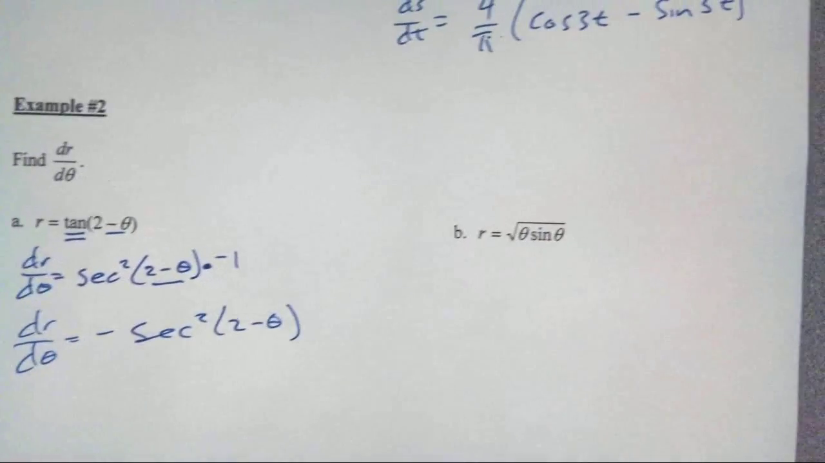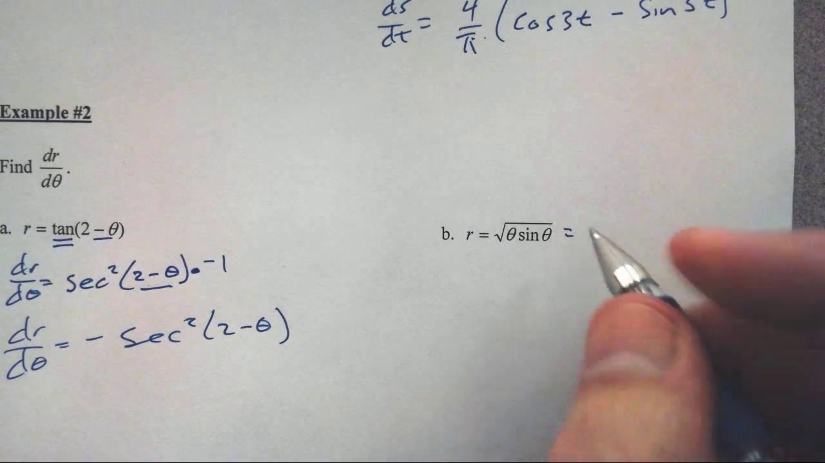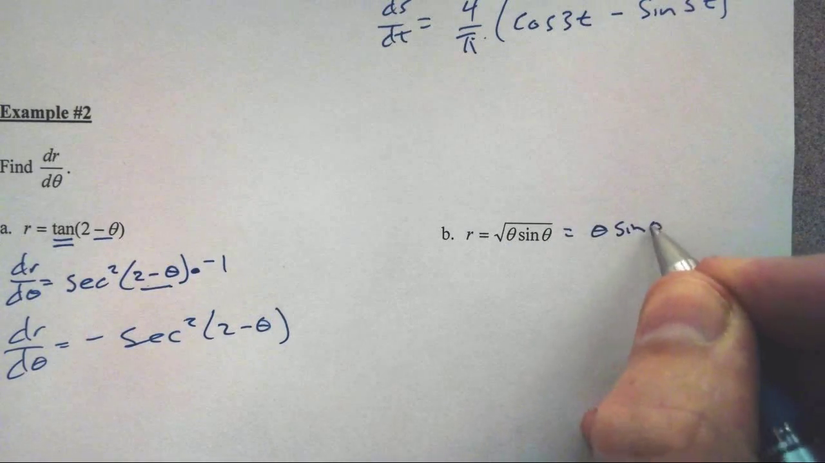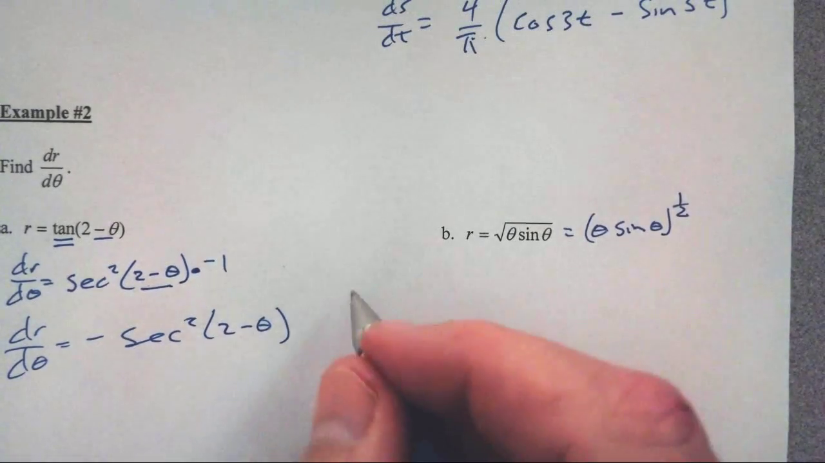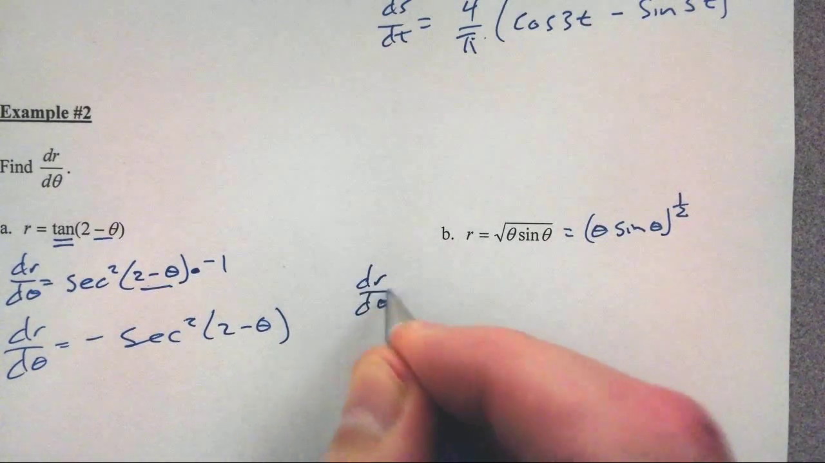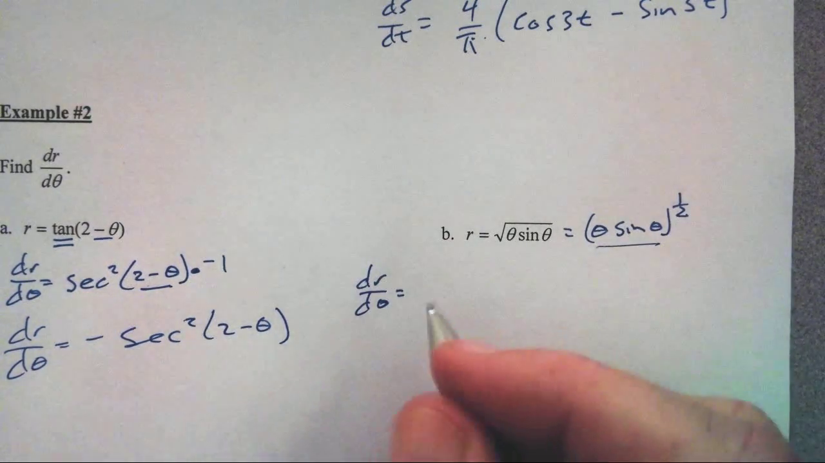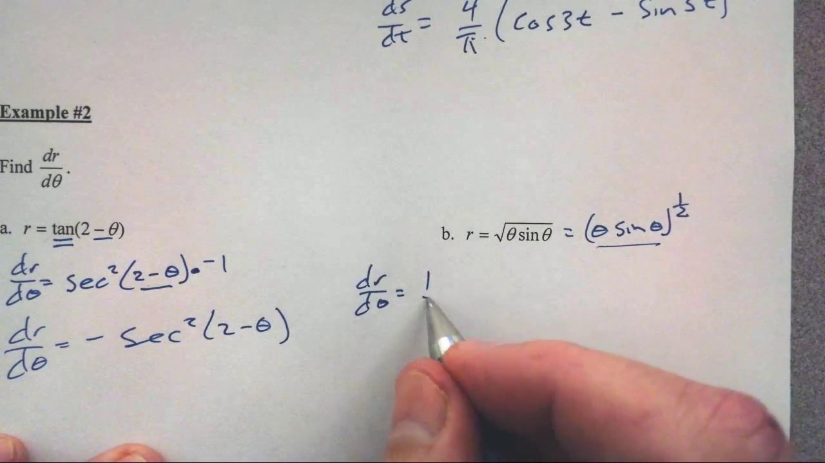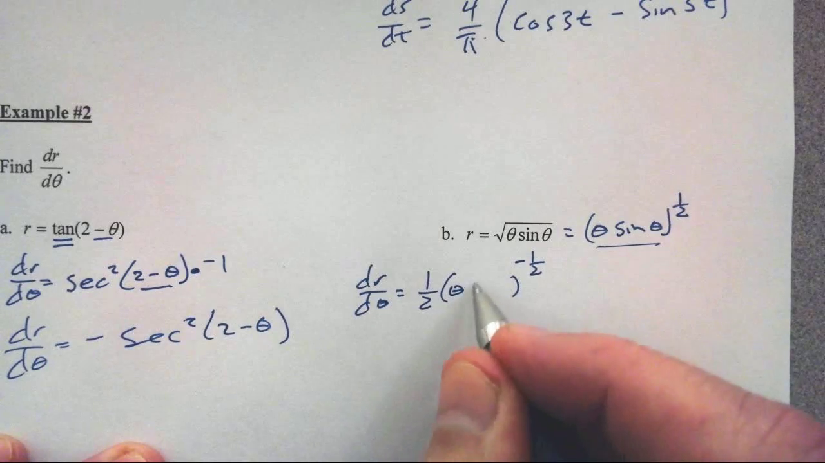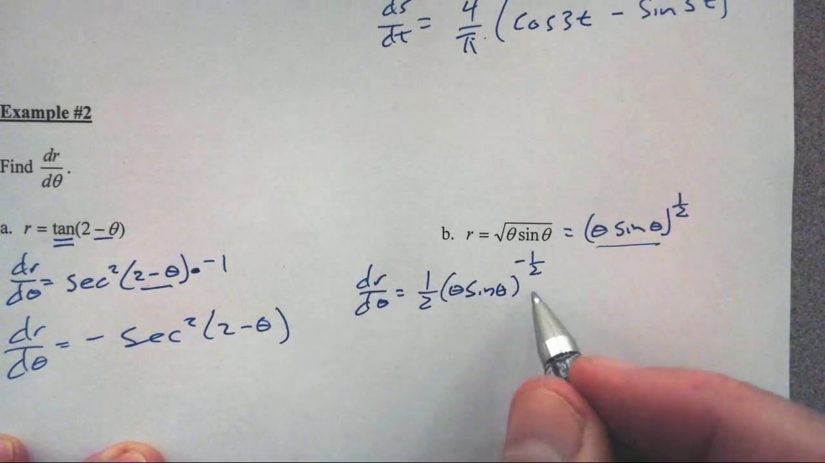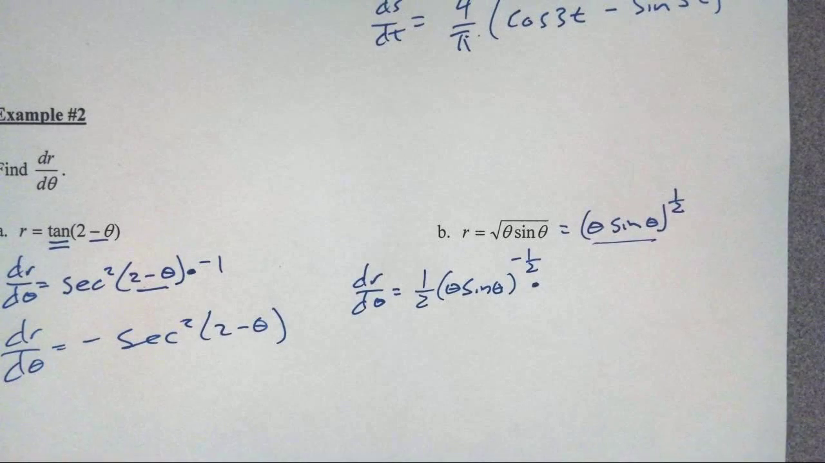Okay, this one may be a little bit tougher here. You might want to think of this as theta sine of theta to the 1/2. And then it becomes pretty clear, dr/d theta, we've got an outside function, something to the 1/2. And the derivative of something to the 1/2 is 1/2 something to the negative 1/2. But leave the baby function alone. And now treat the mother function, and be careful with this guy.